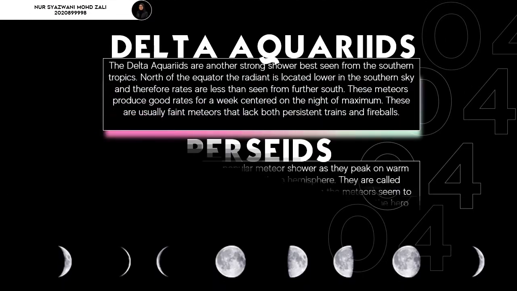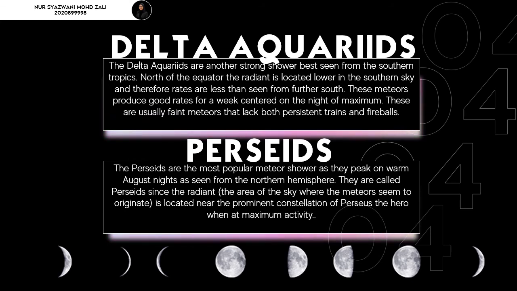7. Delta Aquariids. The Delta Aquariids are another strong shower best seen from the southern tropics. North of the equator, the radiant is located lower in the southern sky and therefore rates are less than those seen from further south. This meteor shower produces good rates for a week centered on the night of maximum. These are usually faint meteors that lack both persistent trains and fireballs.